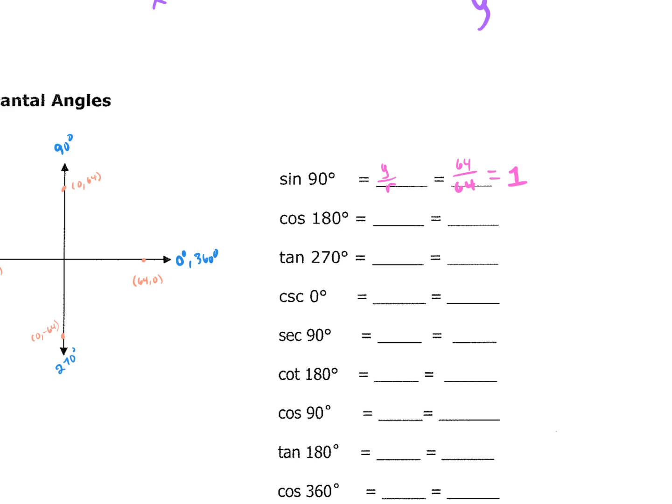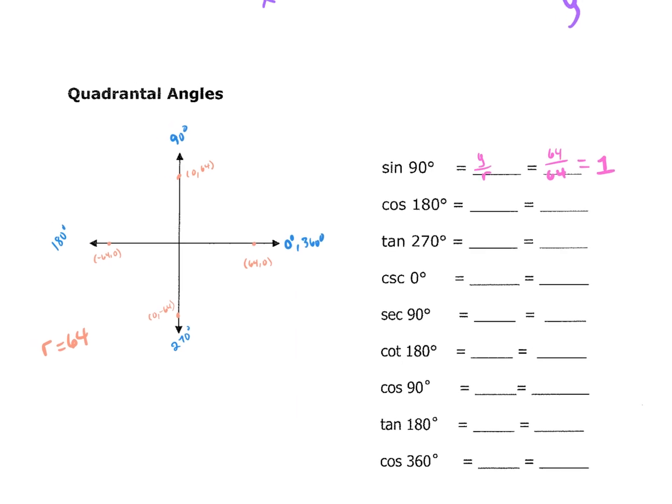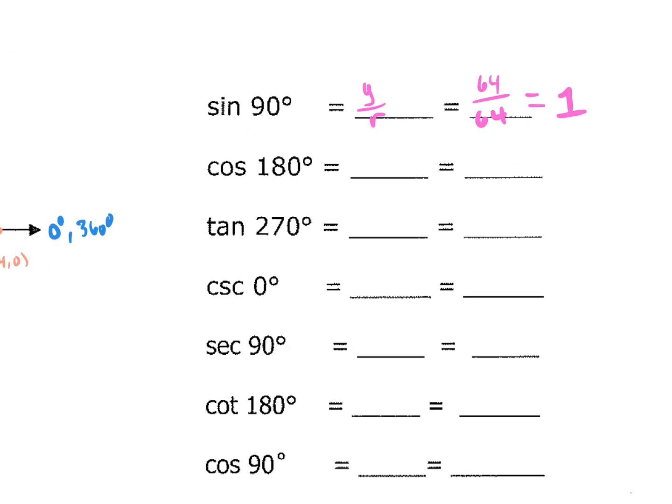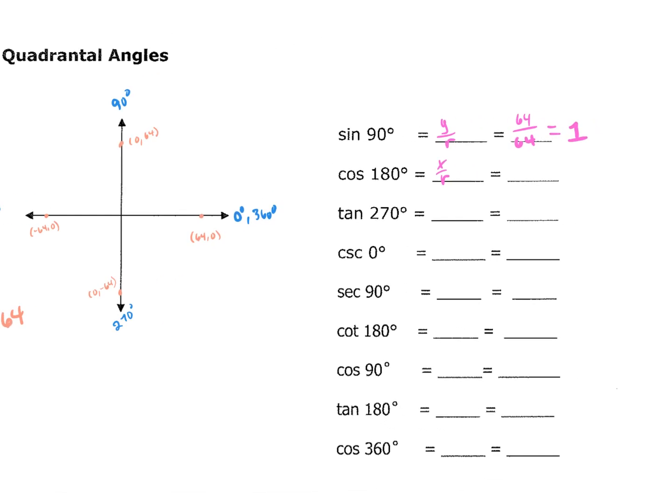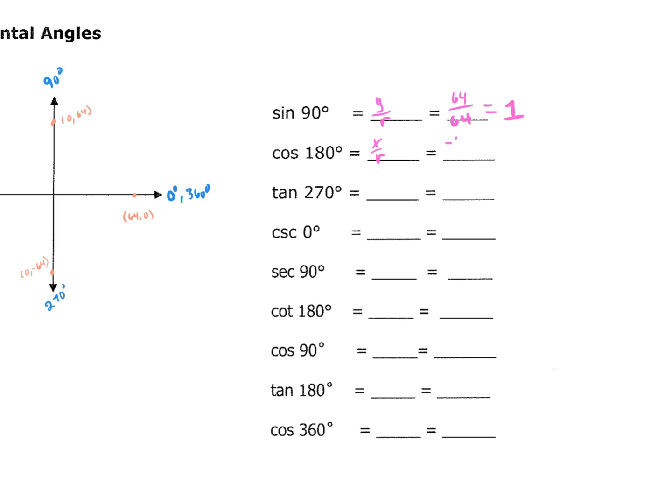Okay, for the cosine of 180 degrees, what's the ratio for that? Sam, what's the ratio for cosine using x's and y's and r's? X over r. Okay, so for cosine, we're going to do x over r. So we're going to look at 180 degrees, that coordinate, and we're looking at the x value, which is what, Sam? Negative 64. Okay, over r, which is 64, so we get negative 1. So the cosine of 180 degrees is negative 1.